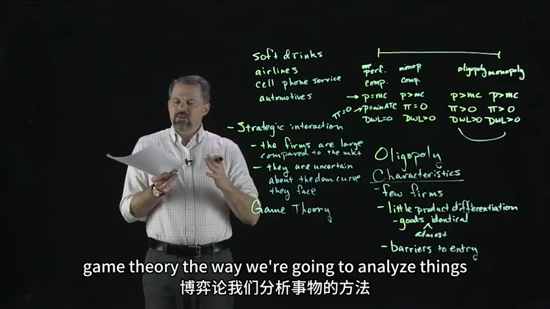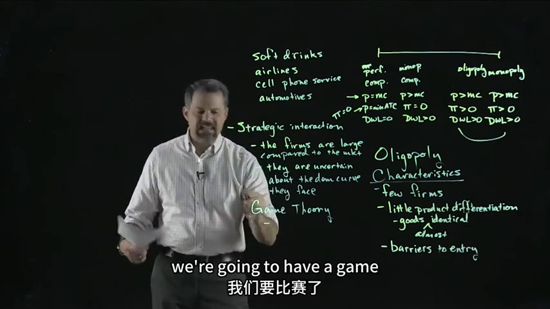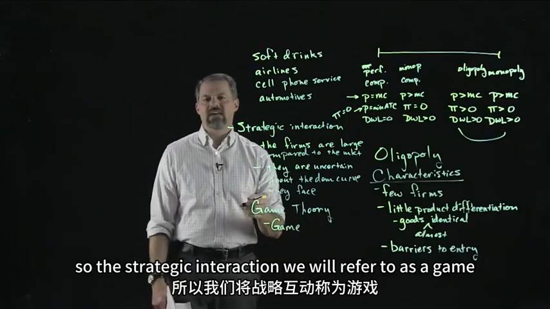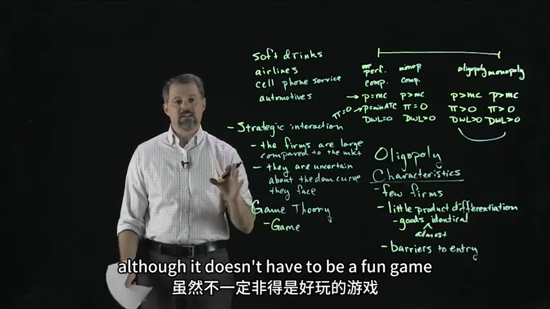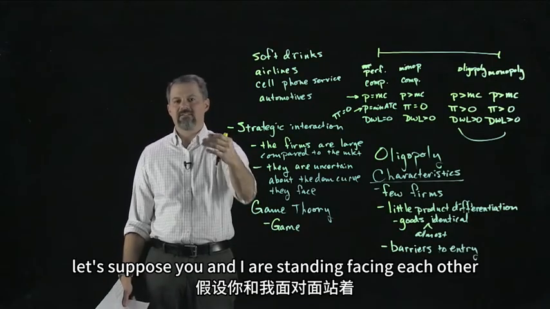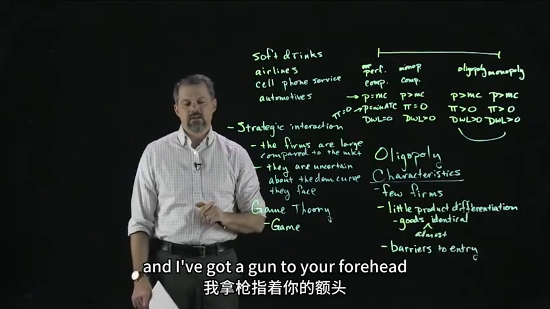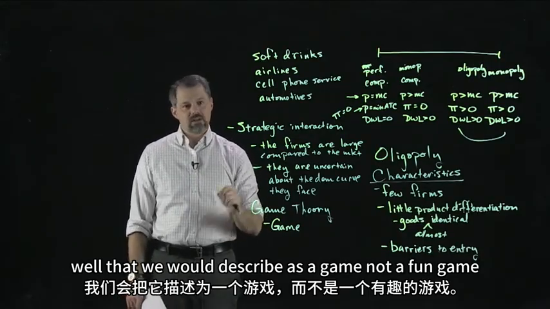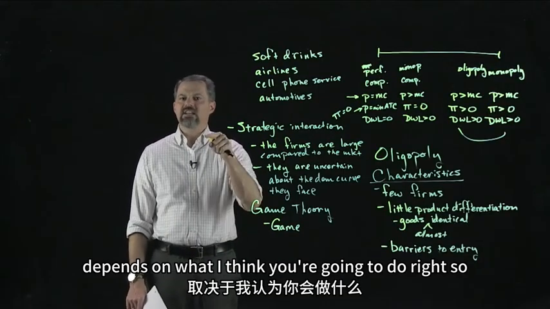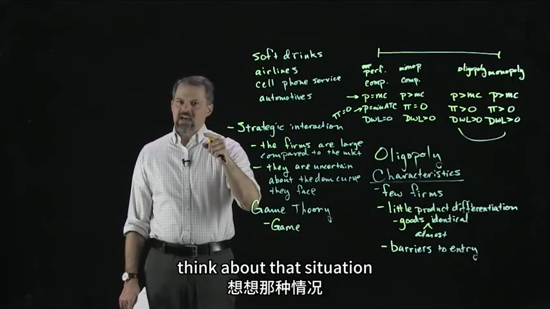Within game theory, the way we're going to analyze things, we're going to have a game. So the strategic interaction we will refer to as a game, although it doesn't have to be a fun game. So let's suppose you and I are standing facing each other and you've got a gun to my forehead and I've got a gun to your forehead. Well, that we would describe as a game, not a fun game. The decision I make depends on what I think you're going to do, right? So think about that situation.